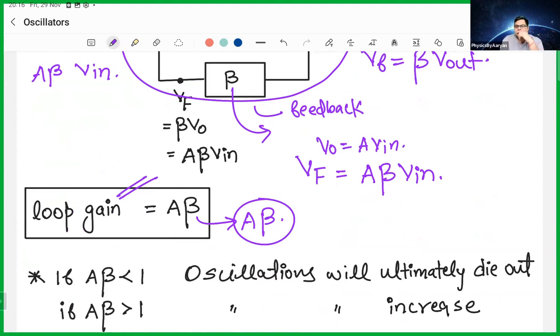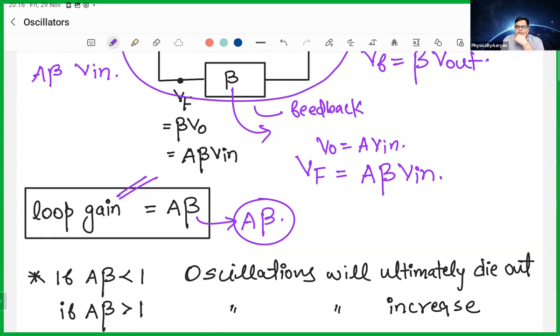Is anything not clear, or is the basic structure of the oscillator not clear? Okay, if you have any doubt, keep asking in your comments, or you can even unmute yourself, no problem.